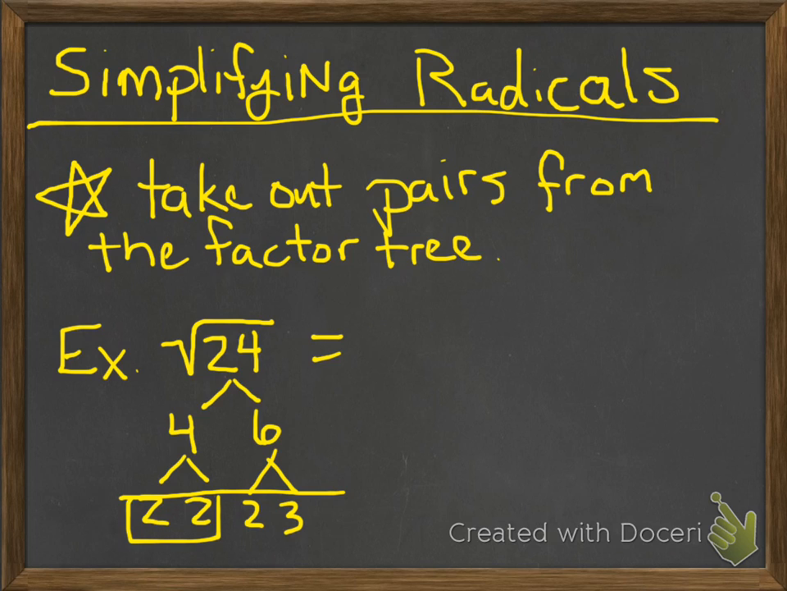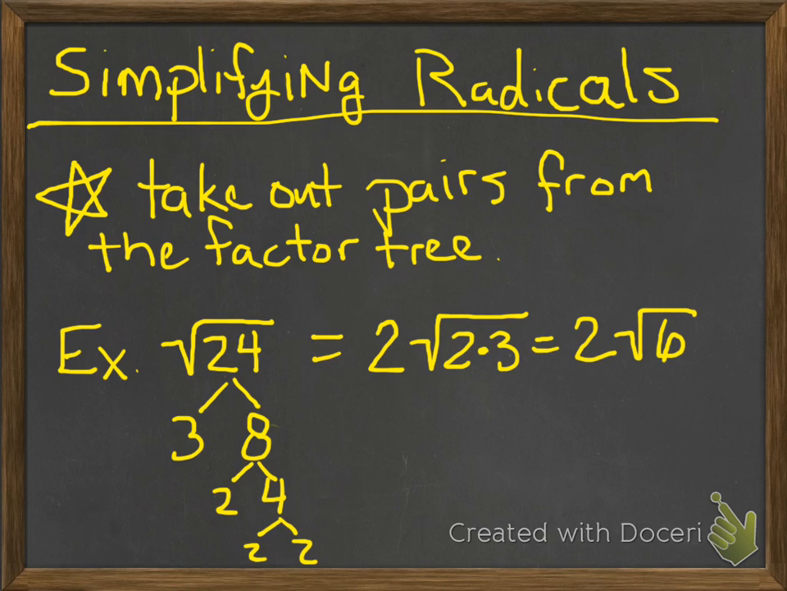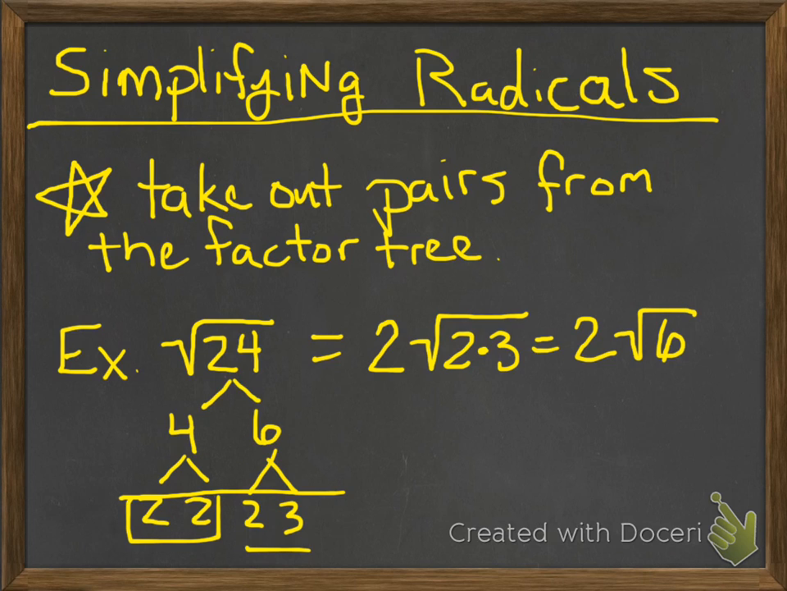That should go on the outside. And then I've got a 2 and a 3 left over. Those multiply inside. And so, 2 times 3 is 6, and that's my answer: 2 square root of 6.